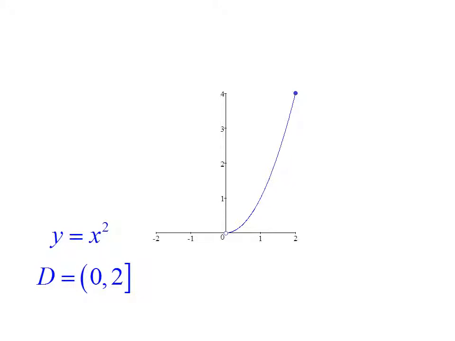Now changing the domain so that the interval is open at the left-hand side, we see the graph has an open circle at the left end. So there is no minimum. It approaches 0, but there is no actual minimum value. There is still an absolute maximum, however, at y equals 4.